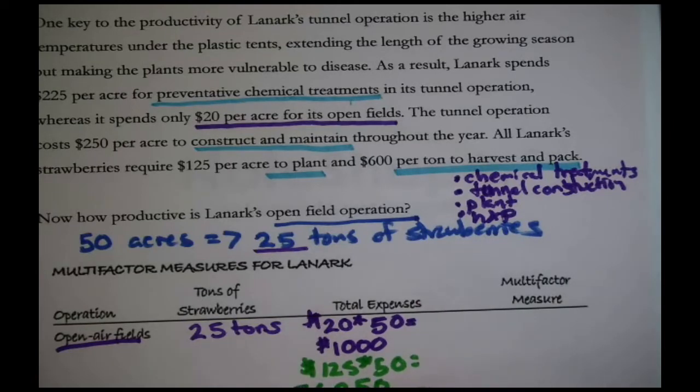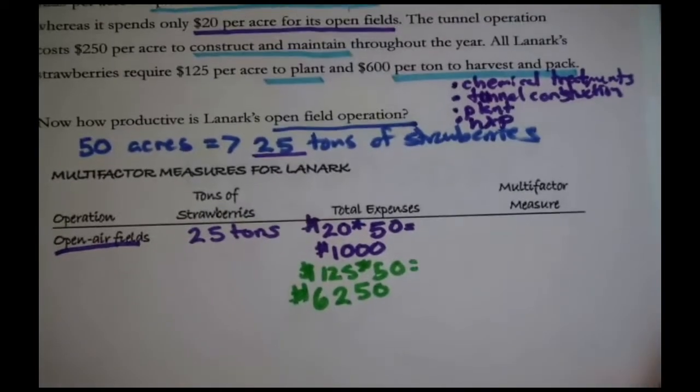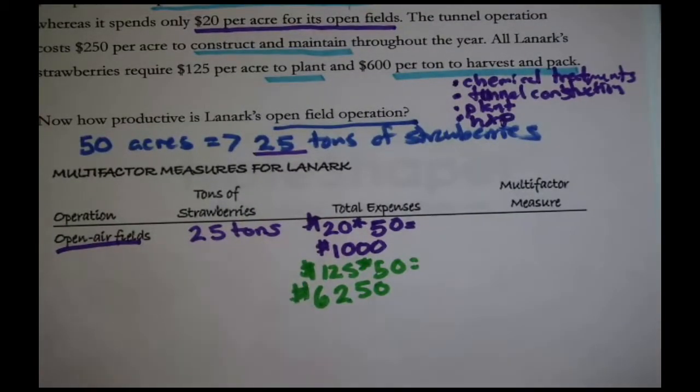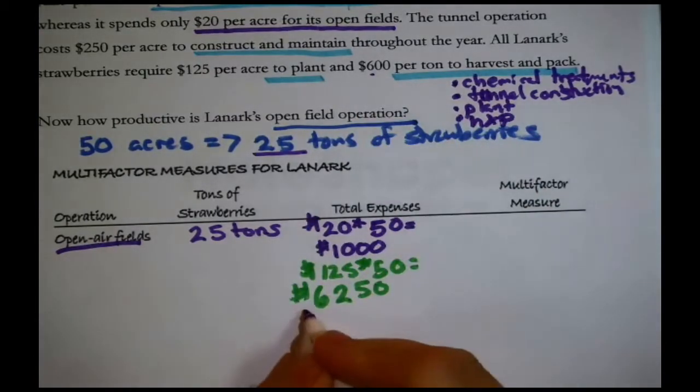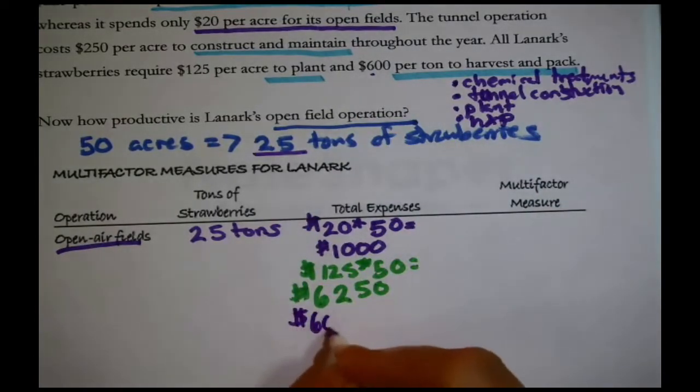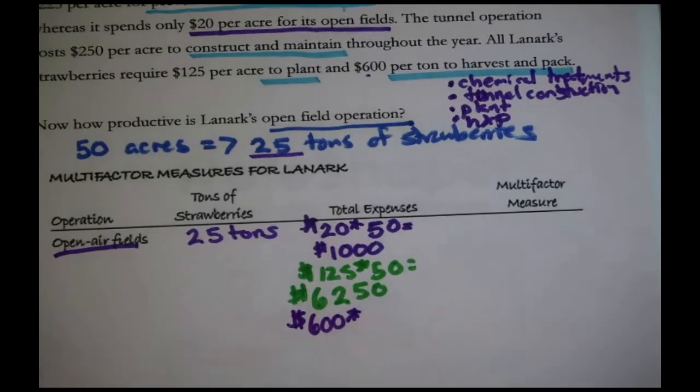6,250 is what I get for planting expenses for the open air fields. And then finally, harvesting and packing. Here's another charge right here, $600. $600 times, oh, and I need to be careful. Don't be paranoid, it's only logic, but it's the issue of cost drivers.